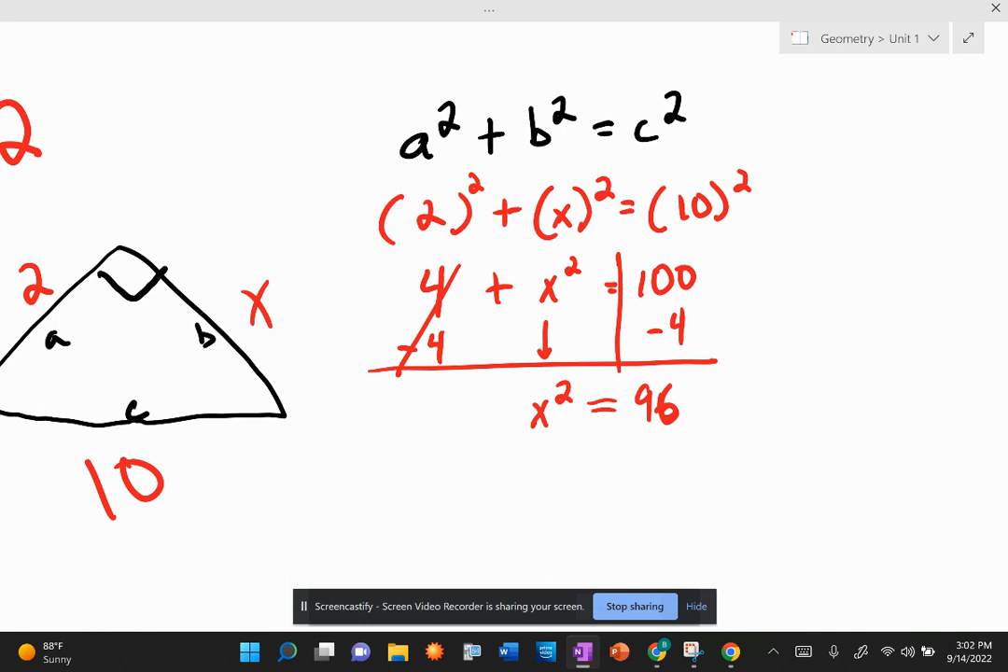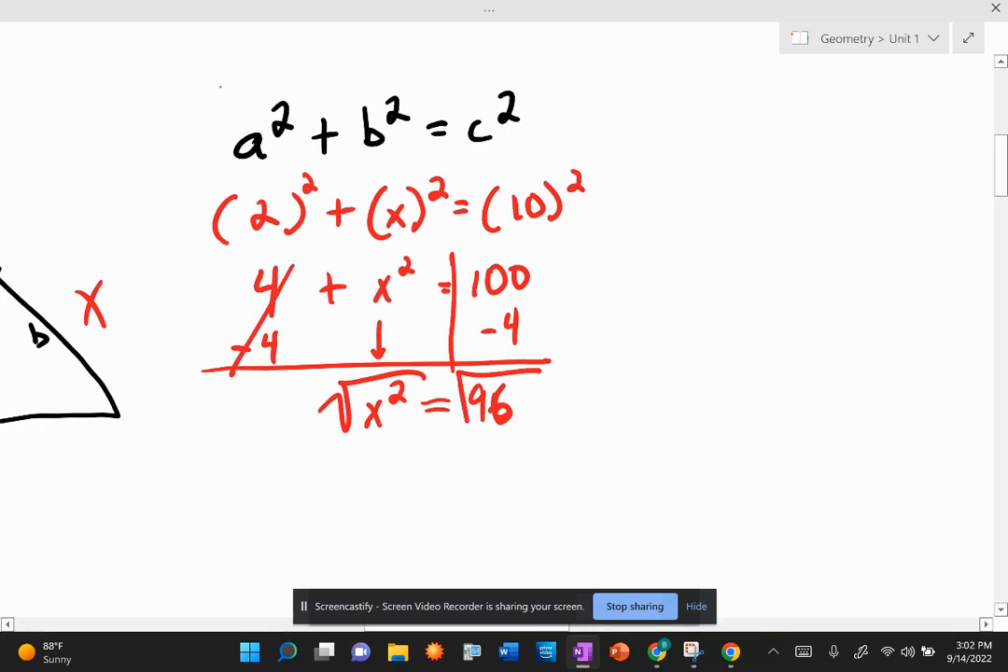So this is very important for those of you that do not feel comfortable finding square roots. The last one was easy because we could not simplify 41. We can simplify 96. So we're going to take the square root of both sides. What that's going to look like is prime factorization.